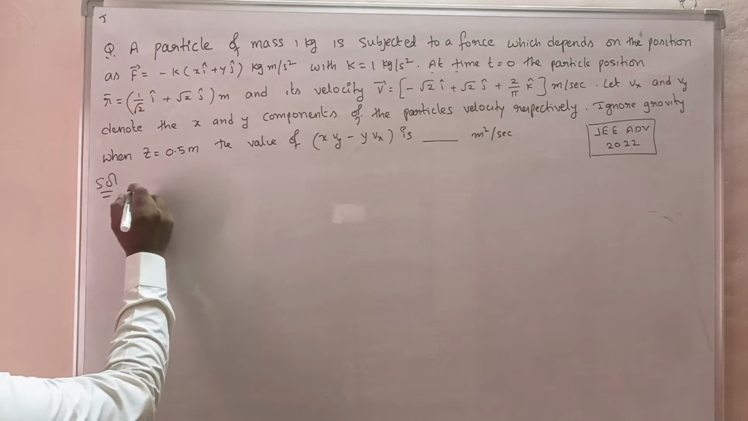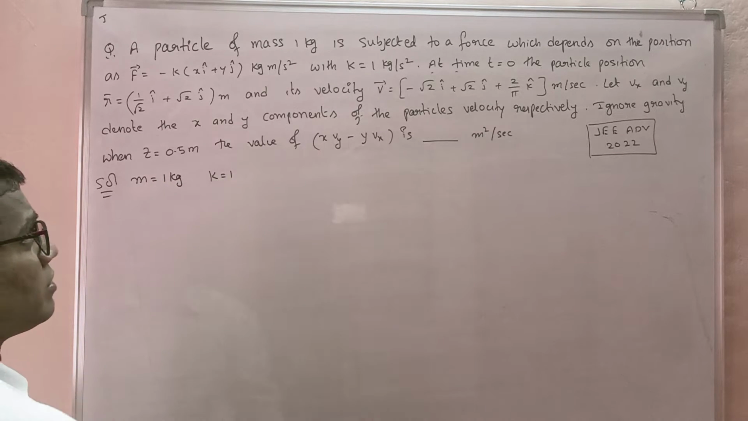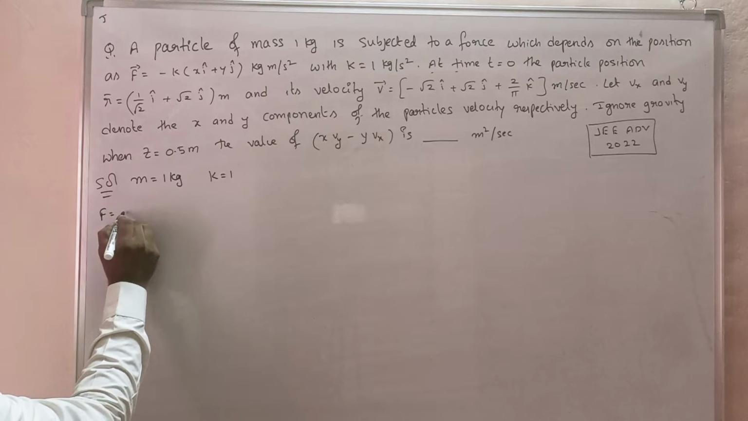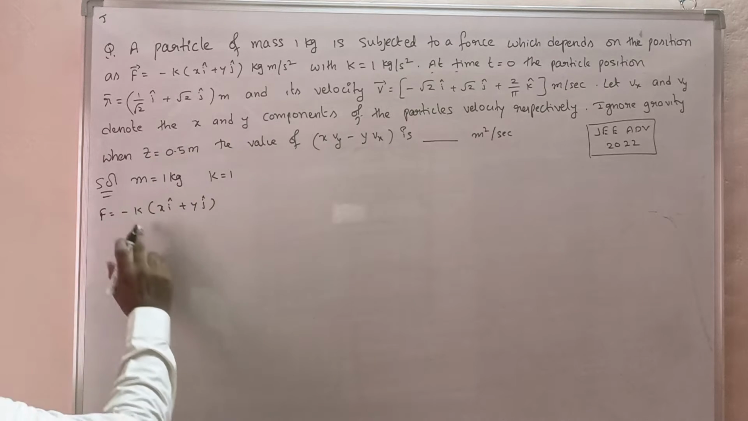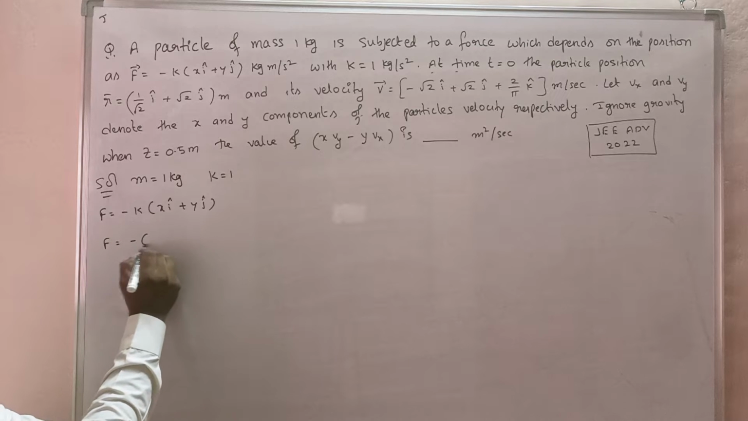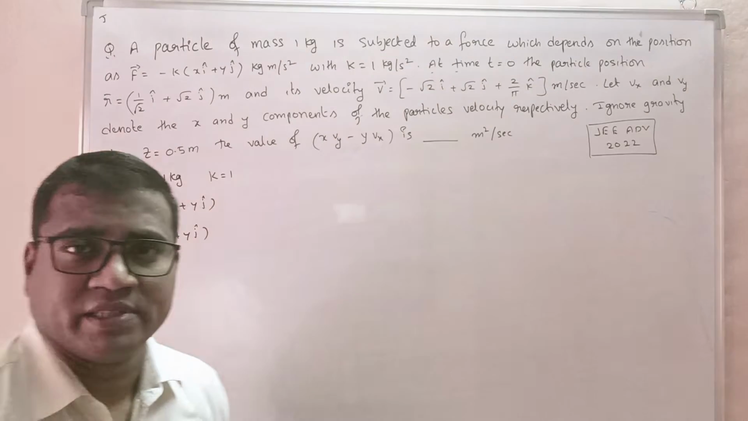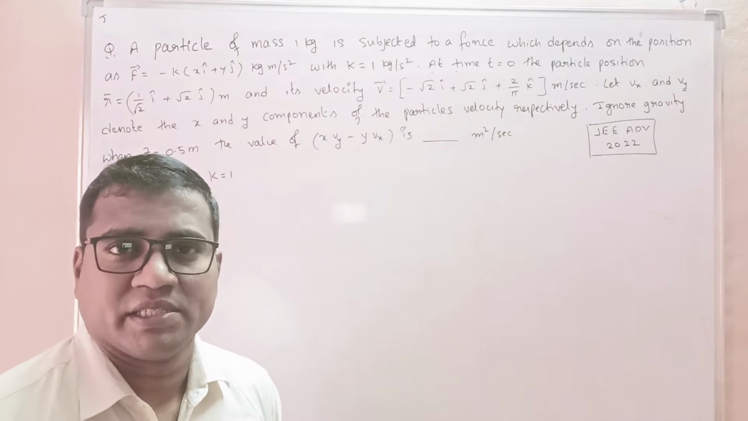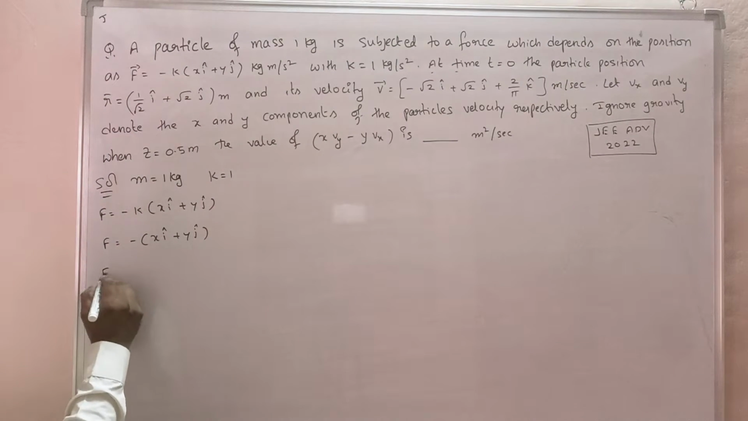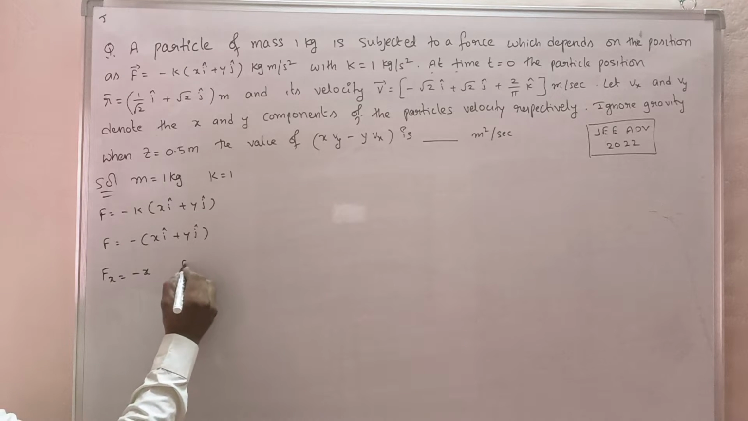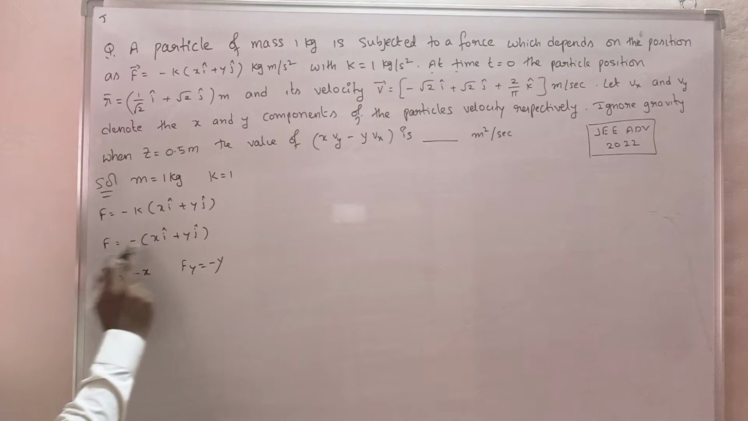Given mass m = 1 kg and k = 1, and force is given as F = -k(x i cap + y j cap). If you substitute the k value 1, we get F = -(x i cap + y j cap). If you see, the force F is given in terms of x and y, that means F purely has x and y components only. So I will write Fx = -x and Fy = -y.